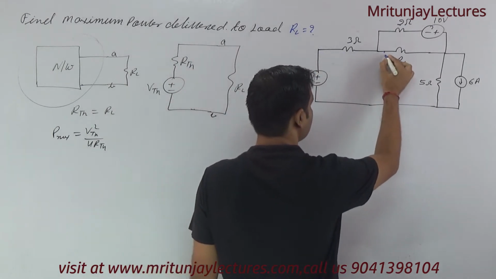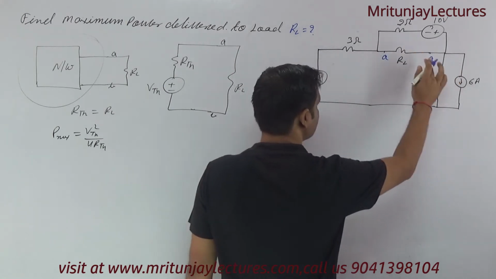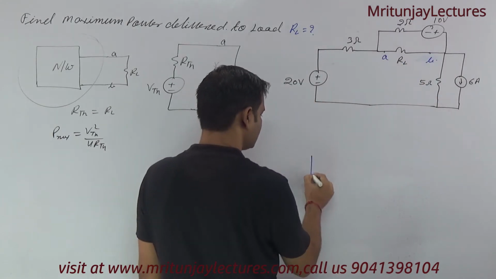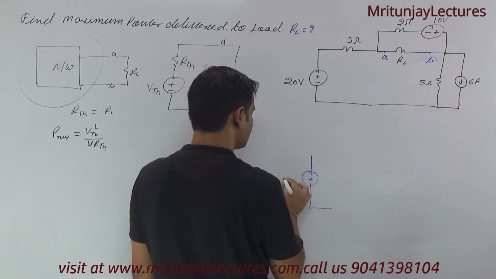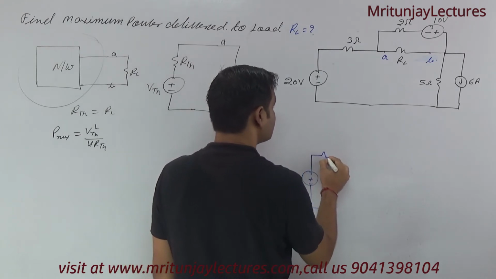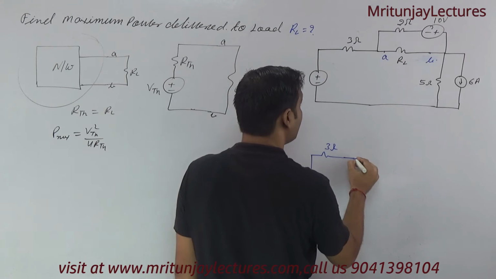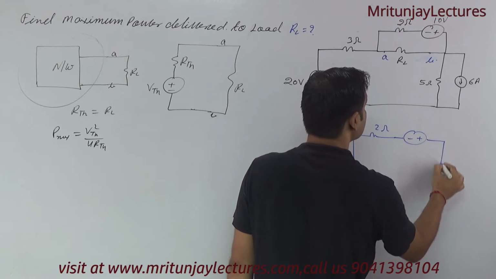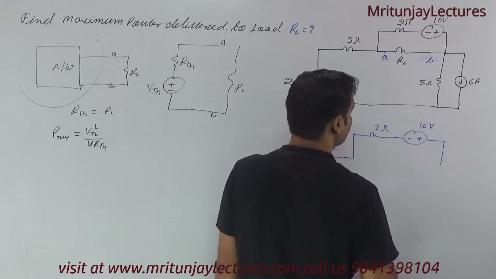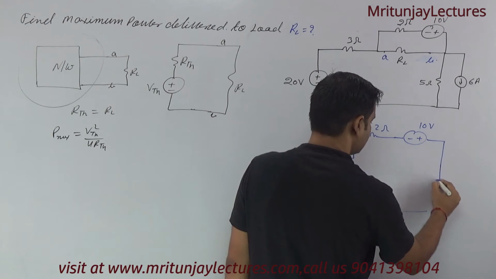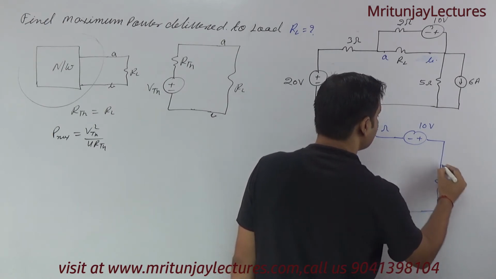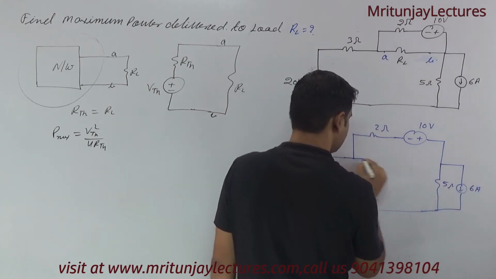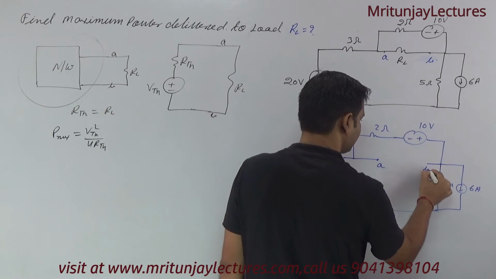Suppose that is the equivalent circuit corresponding to AB. So this is plus minus 20 volt, first of all make it like this one. After that there is a 2 ohm, and this one plus minus, that is 10 volt. Now that is 5 ohm, and that is 6 ampere, and our terminals are A and B.